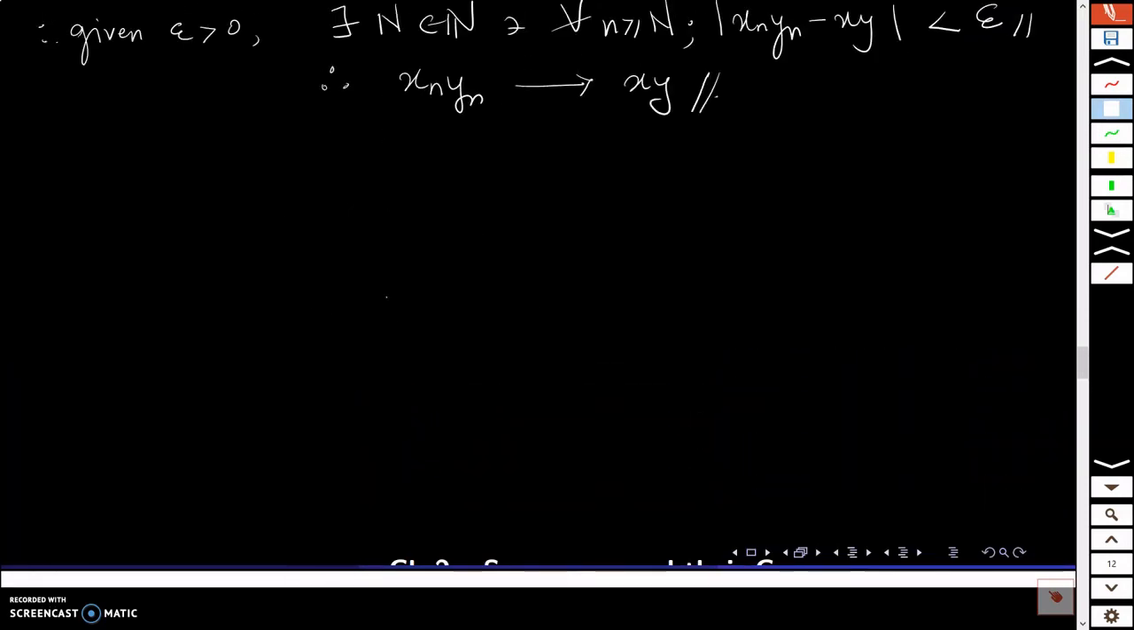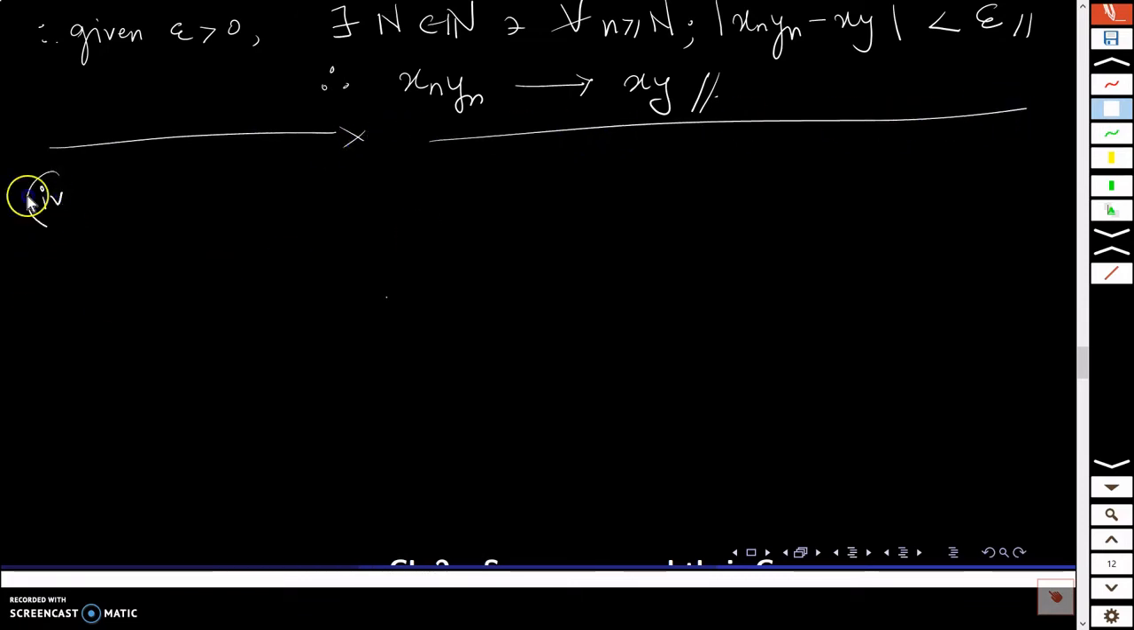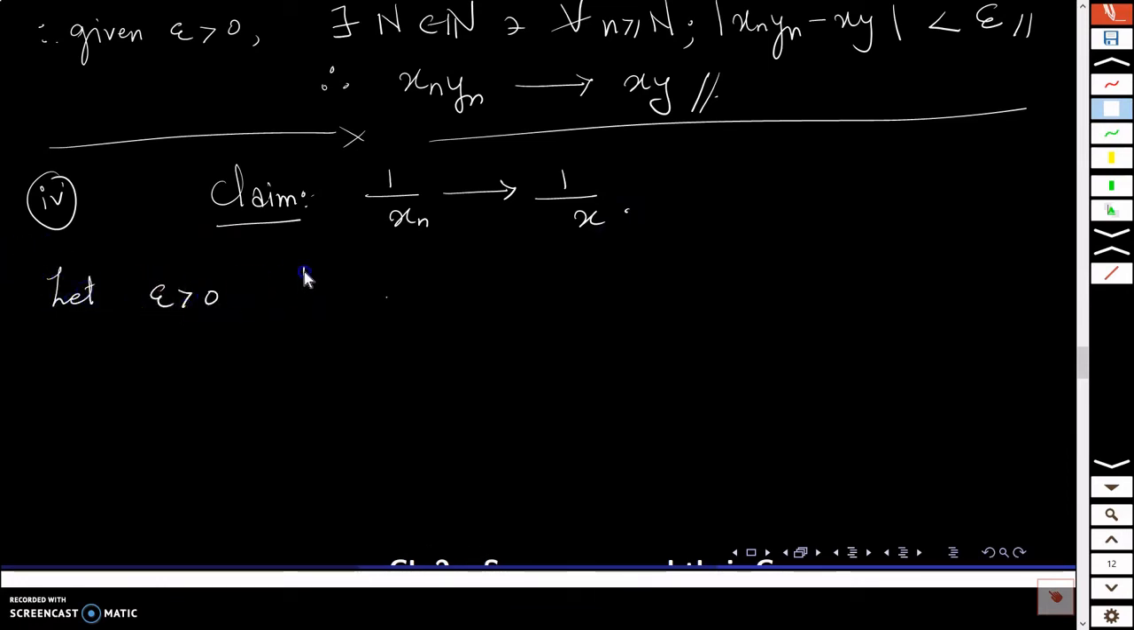Yes, so the fourth one I will start from here. The third one is done, completed, and the fourth one. Our claim is the sequence 1 by xn converges to 1 by x. Right? So we have to estimate this quantity. So let epsilon greater than 0 be any given arbitrary point. So we have to estimate this minus this. So let's look at that.